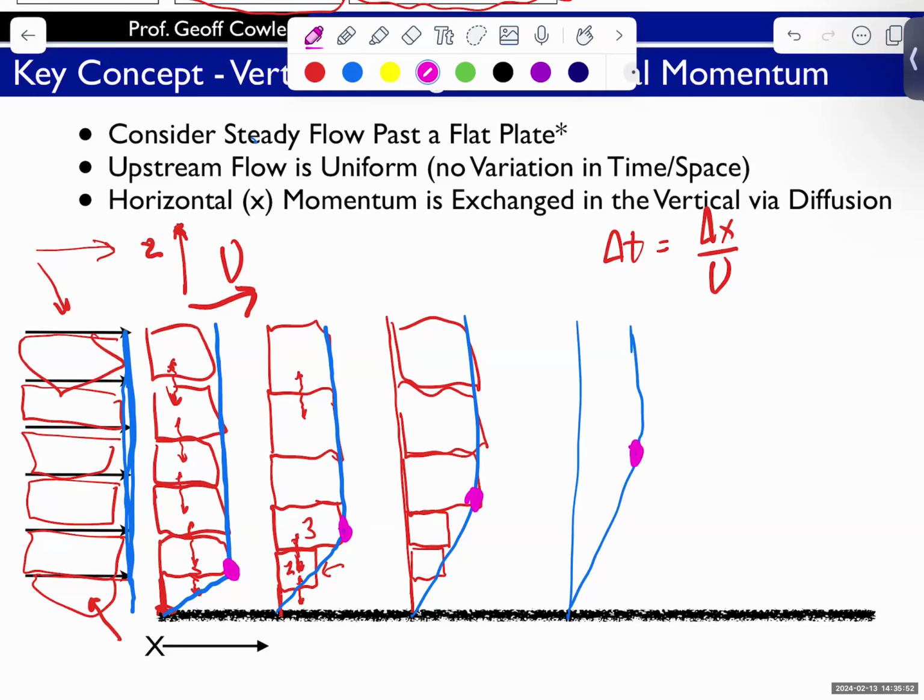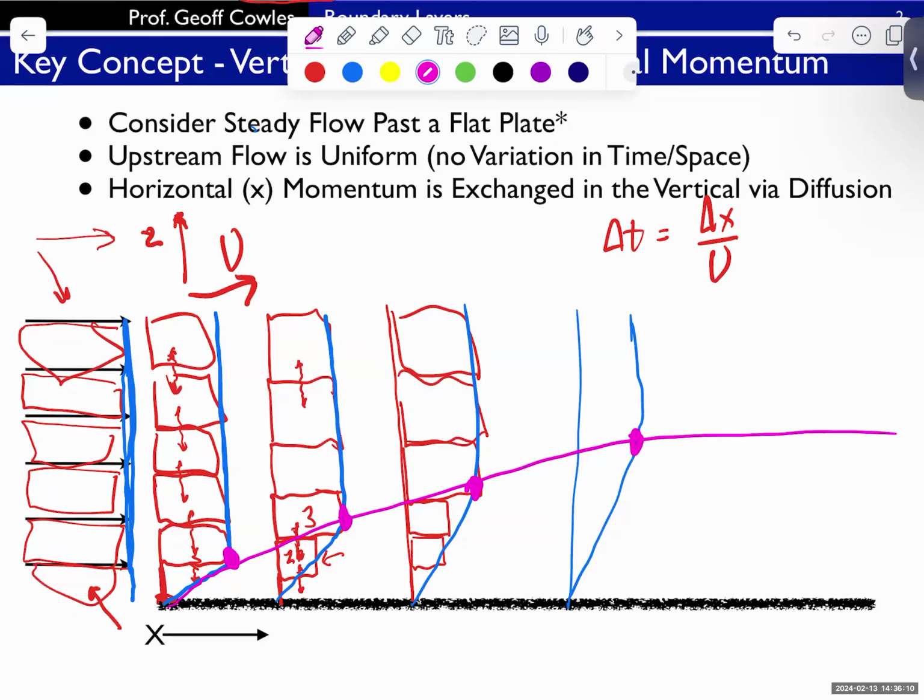Okay, so I've connected the dots. This will show up in a second. And the connection of dots is the boundary layer itself. Not sure why it's not showing up here. There it goes. So everything in here, this is the boundary layer. Everything inside this pink line is the boundary layer.